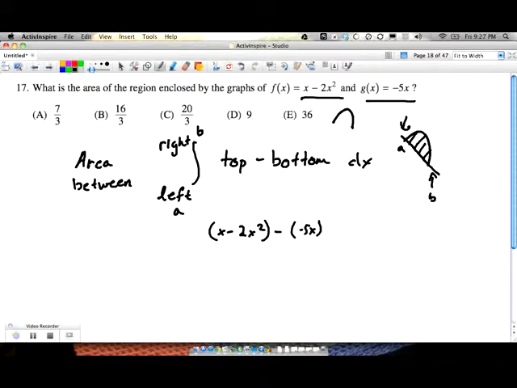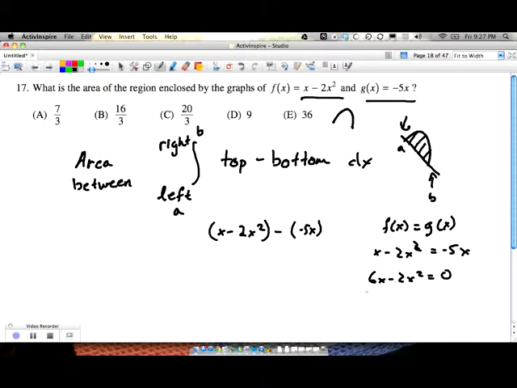So how do I figure where A and B are? I need to find where these two functions equal each other, where f of x equals g of x. Well, f of x equals g of x when those two functions equal each other. x minus 2x squared equals negative 5x. So looking at this, let's move some things around. I'll move negative 5x to the other side. I'll have 6x minus 2x squared equals 0.